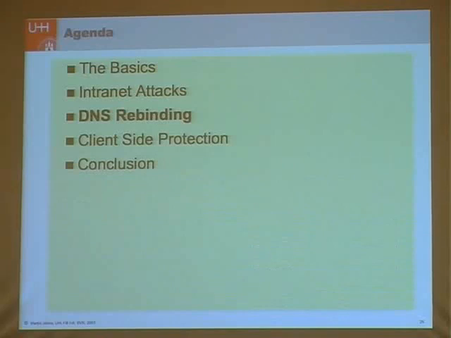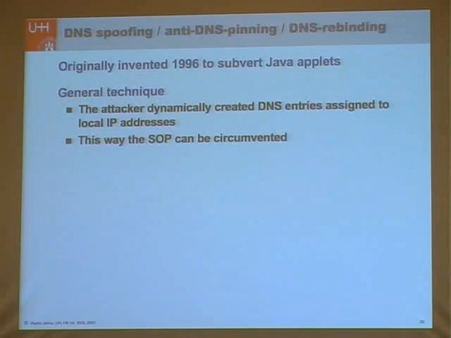Now we go to DNS rebinding. DNS rebinding is also an attack that has had a lot of names. It used to be named DNS spoofing back in 1996. Then somebody called it quick-swap DNS. Then lately, I called it anti-DNS pinning. And right now, people call it DNS rebinding. I think DNS rebinding is the final name, so forget all the other names.